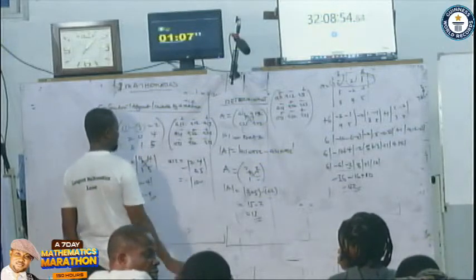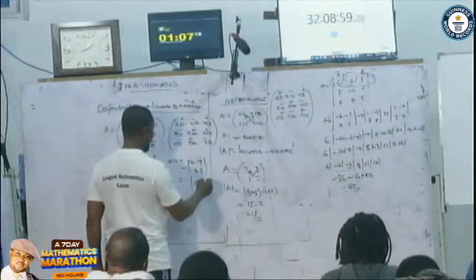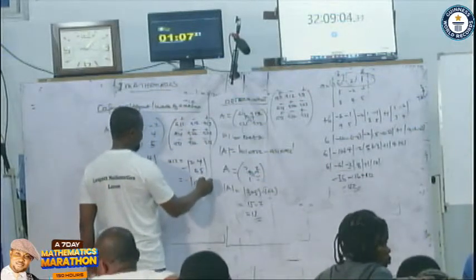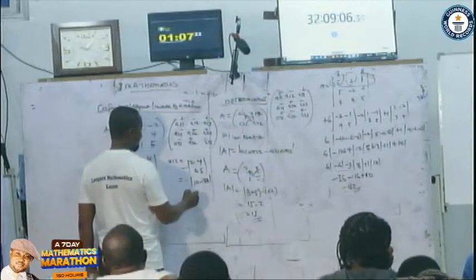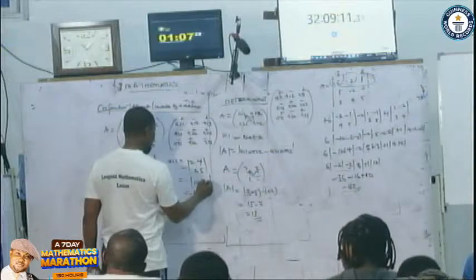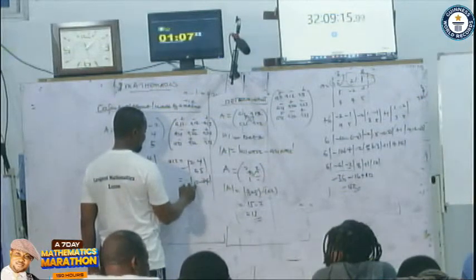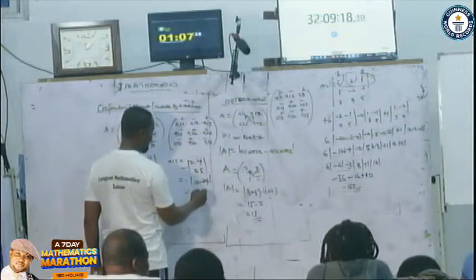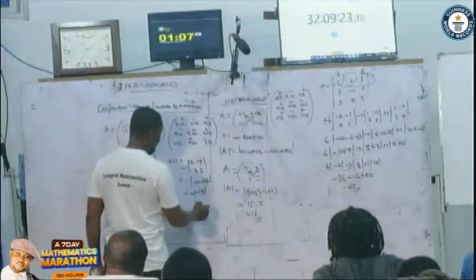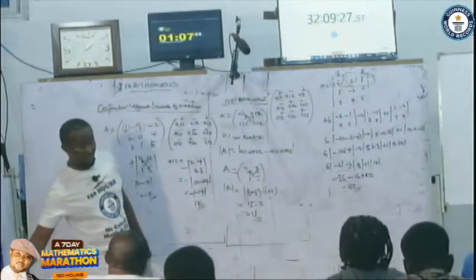Minus 6 times 4, that will be minus 24. 1 minus 24, that's minus 14. Because of the minus that is outside here, that place becomes what? 14. That's my A12. So if I want to find my A13 now.